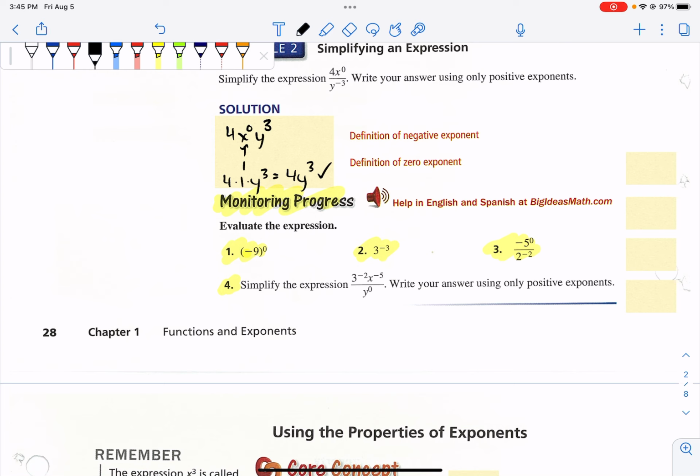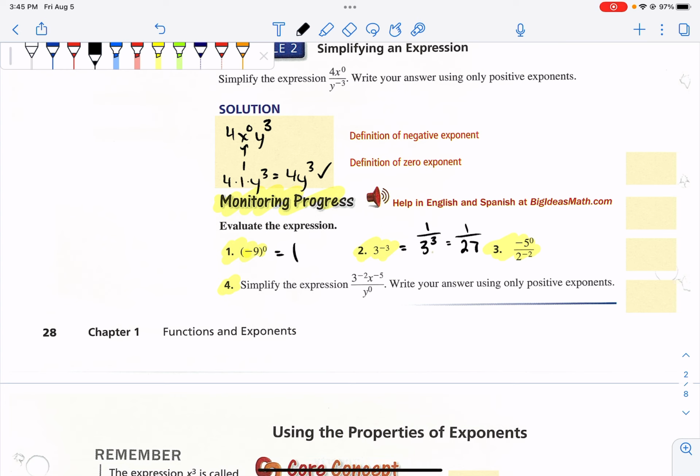Okay, welcome back. So negative 9 to the 0, anything to the 0 power, that's a 2-second problem, right? That's a 1. Doesn't matter if it's a negative, doesn't matter if it's infinity, it doesn't matter what it is. If it's a number and it's raised to the 0, it equals 1. 3 to the negative 3 can be rewritten as 1 over 3 to the third power. And 3 to the third power is 3 times 3, which is 9, times another 3, which is 27.